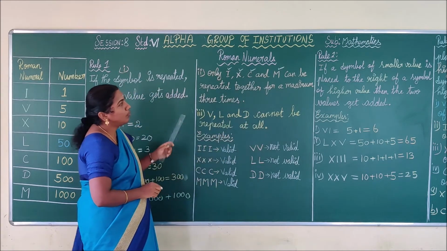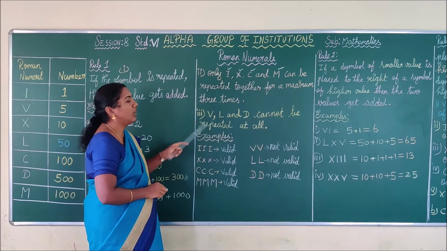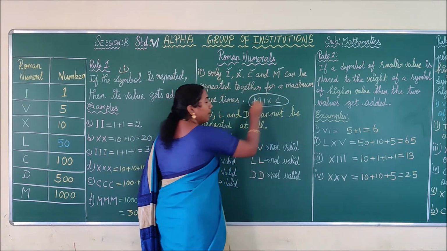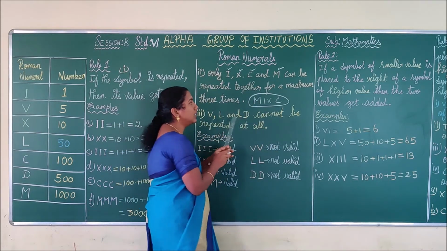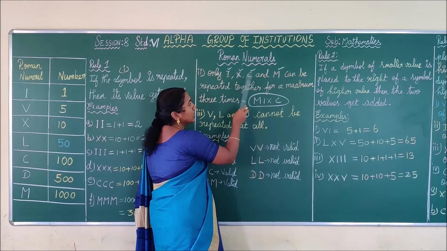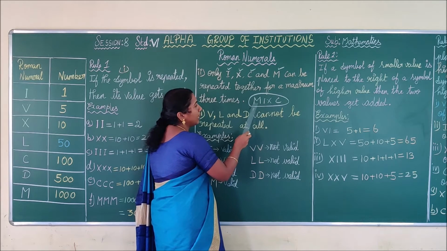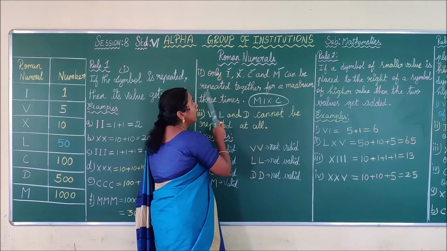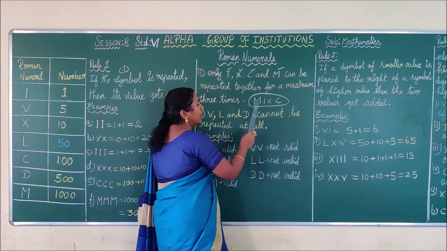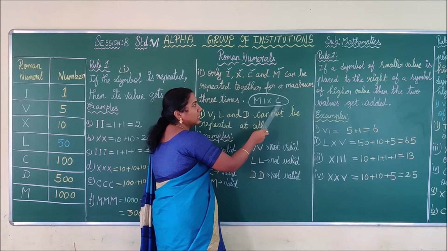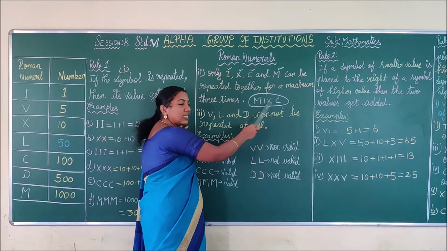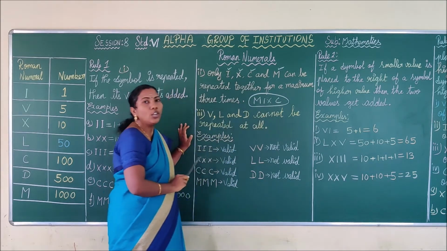Now I am going to give a clue word to remember rules 2 and 3. See here. Read this word. Mixing. That is the symbols M, I, X, C. So the symbols M, I, X and C can be repeated together. You can use the mixing 3 times per day. Like that you will remember, children. You can repeat the symbols M, I, X, C for a maximum of 3 times. Like that you will repeat it.